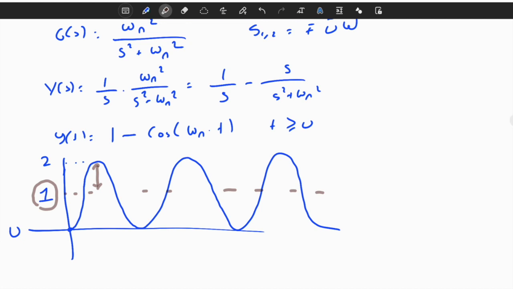So what is the frequency of oscillations? Obviously, it's equal to omega n. This system oscillates at the natural frequency, since there is no damping in the system. This is the basic idea.